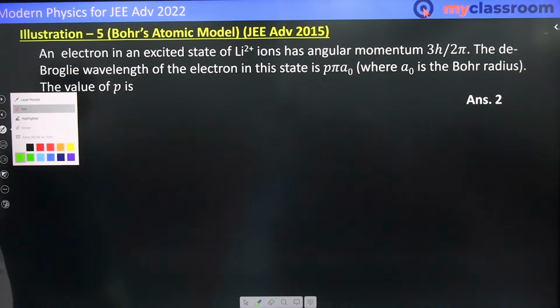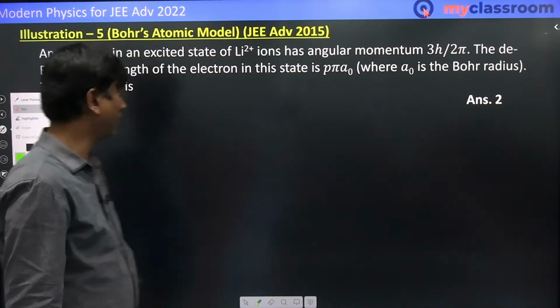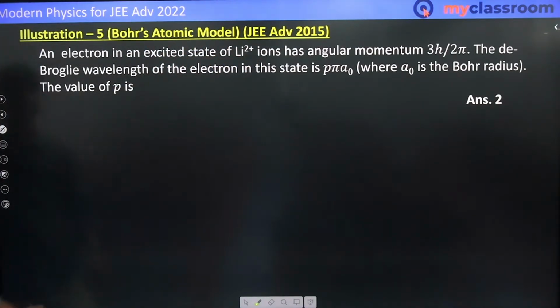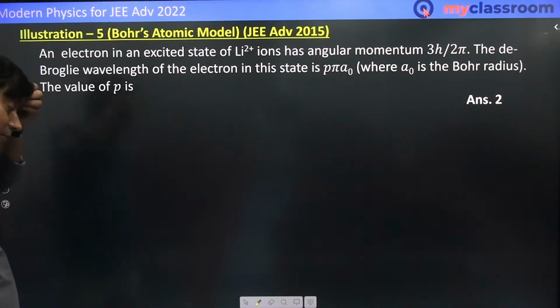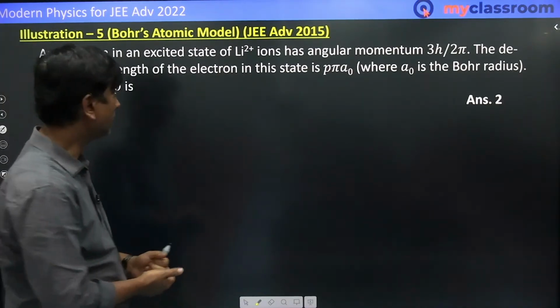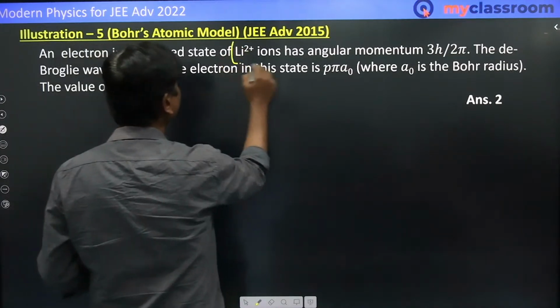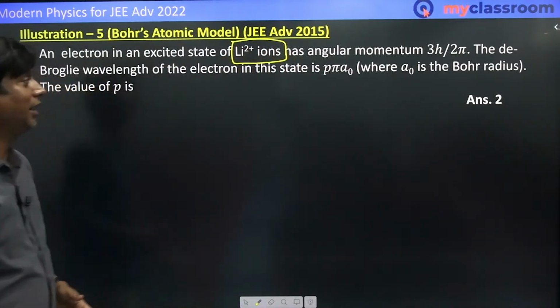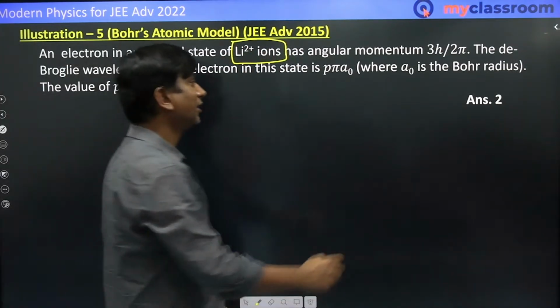Now let us take the questions on Bohr's hydrogen model. So just look at this question. An electron in an excited state of lithium 2 plus ions has angular momentum of 3h by 2 pi.